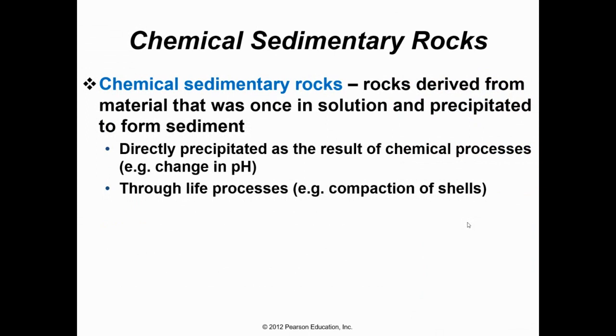With chemical sedimentary rocks, those again are sedimentary rocks derived from material that was once dissolved in solution. Okay, so it means you can't see it in the water, and as a result of changes in pH, it precipitated to form a sediment. Now again, precipitated means just to go from a dissolved state to a solid. So it turned from invisible to solid, and then formed sediments.